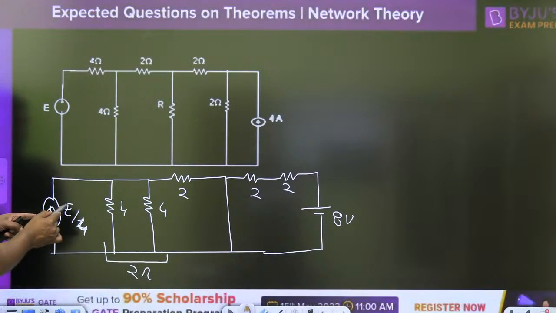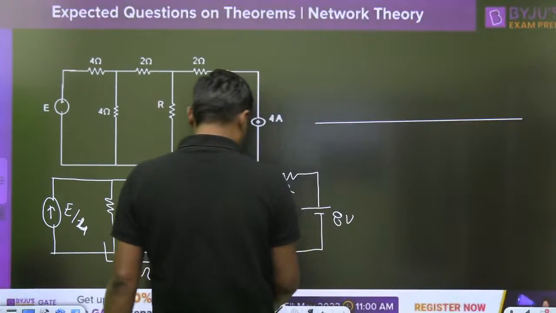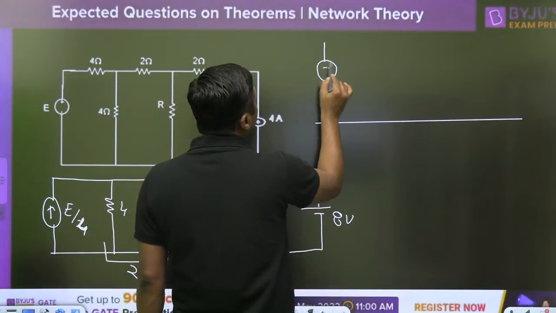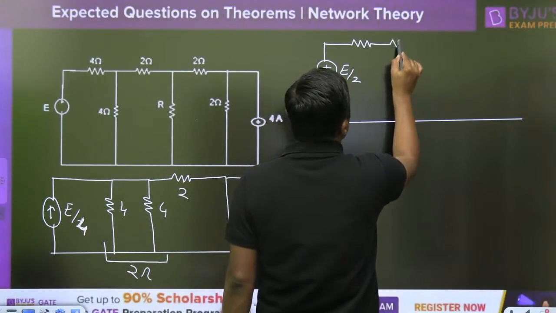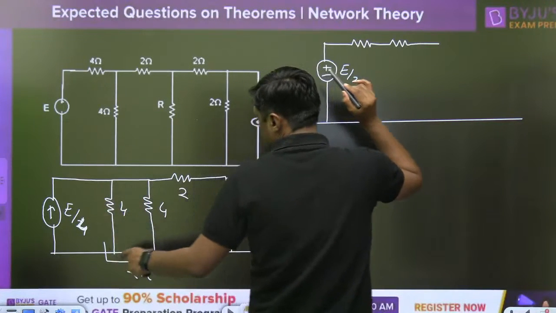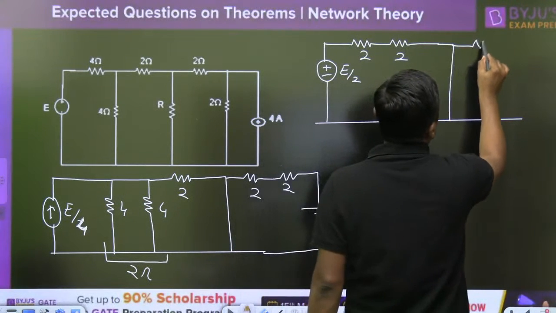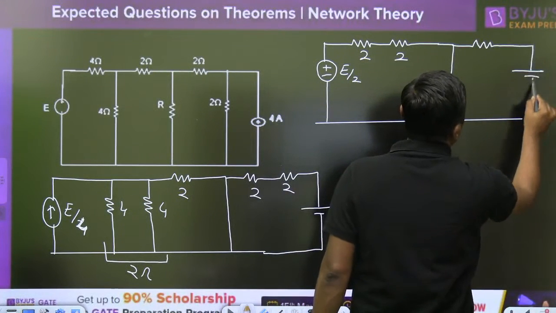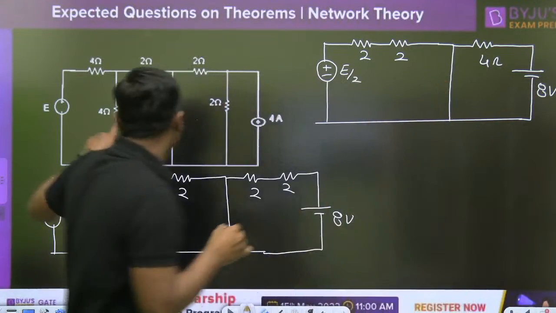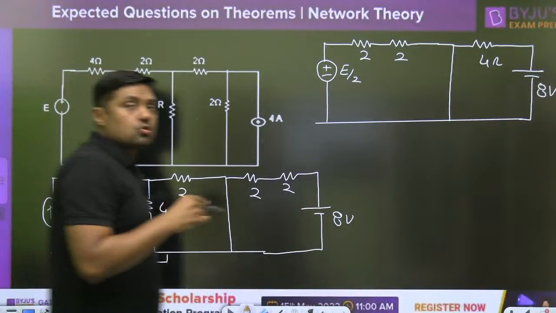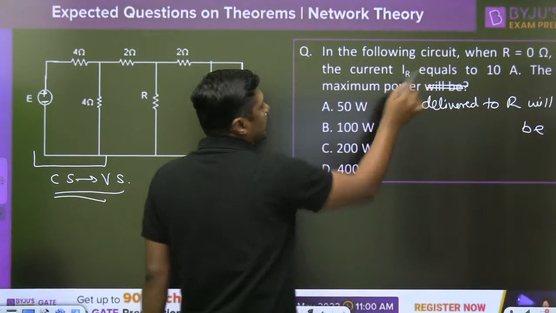Now when it is multiplied, it will become E by 2. Again convert it into a voltage source. It will become E by 2. That is in series, this is the 2 and 2. This will act as a short circuit. This is the 8 volt battery, this is the 4 ohm, this is the E by 2. What is the short circuit current given? Yes, we will calculate it. What is the short circuit current given? 10 ampere.